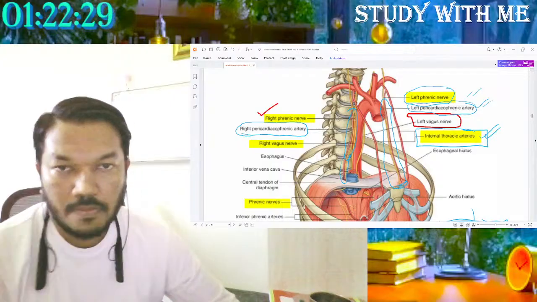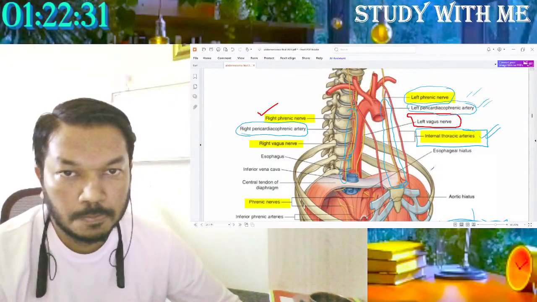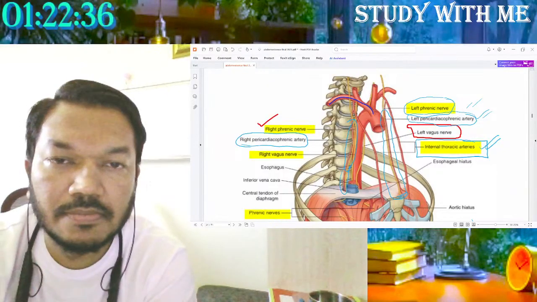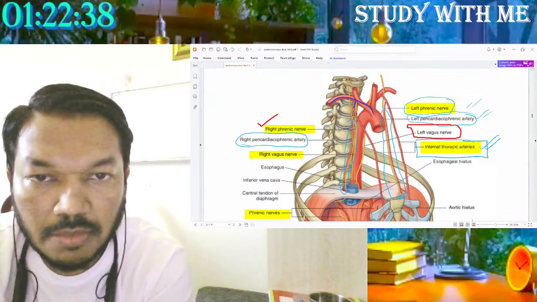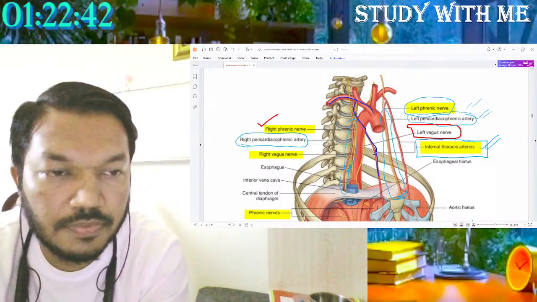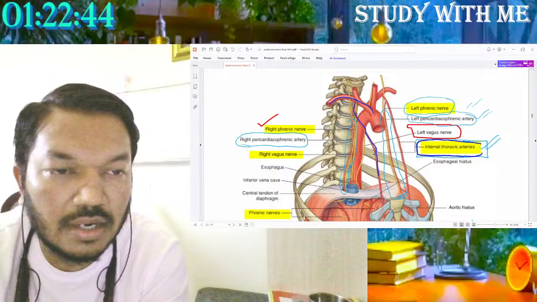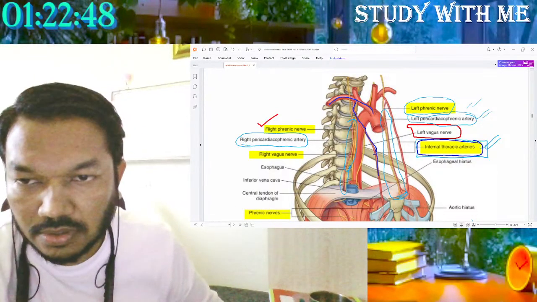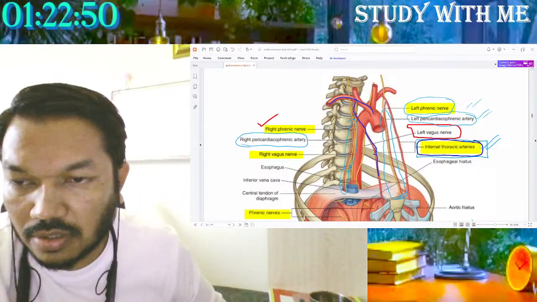This is a nice picture. This is the subclavian artery. Okay, subclavian artery giving a branch. Which branch? Can you guess? This branch is the internal thoracic artery. Internal thoracic artery. You are getting the point or what?